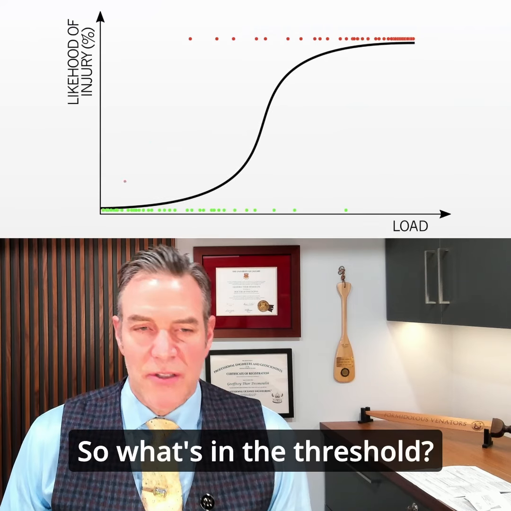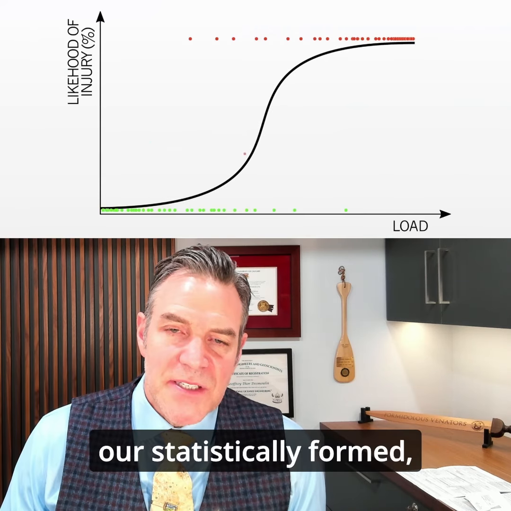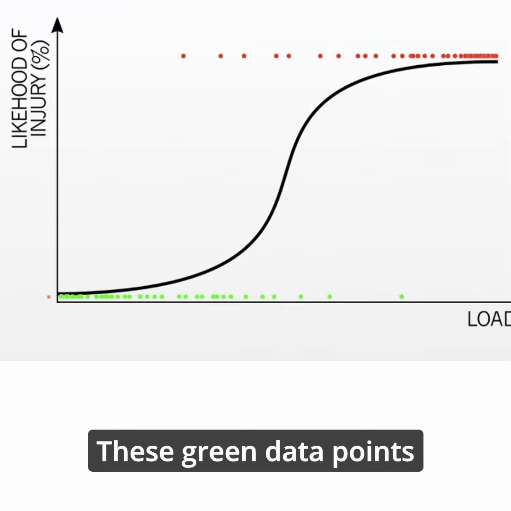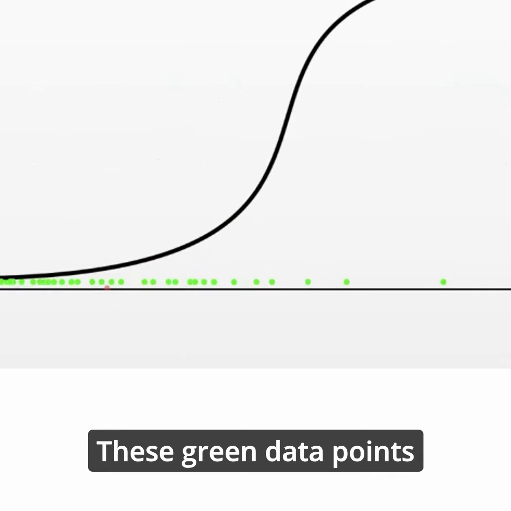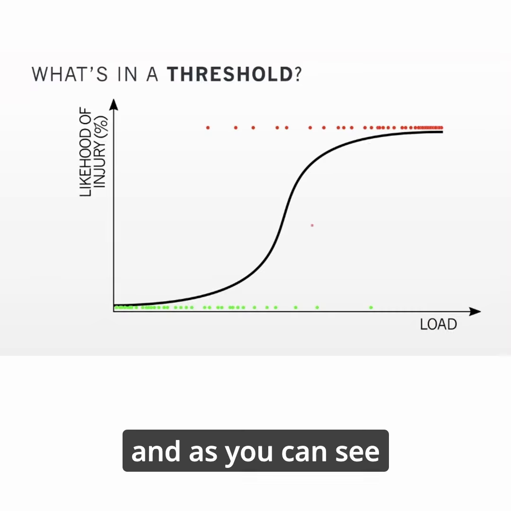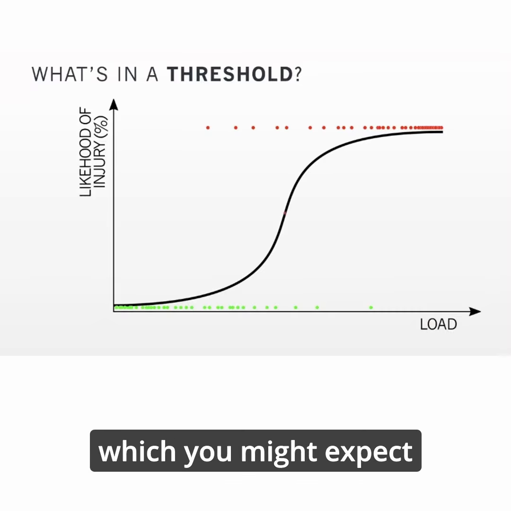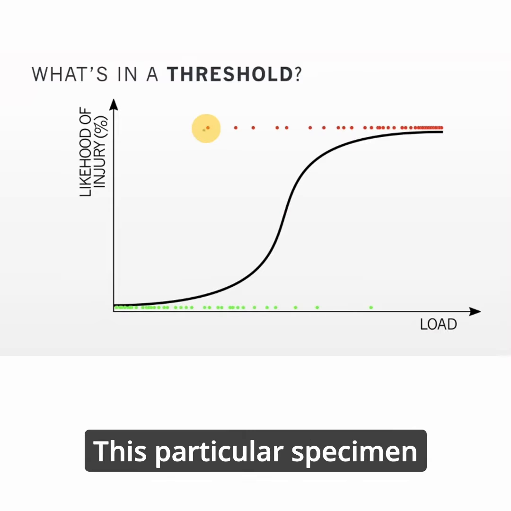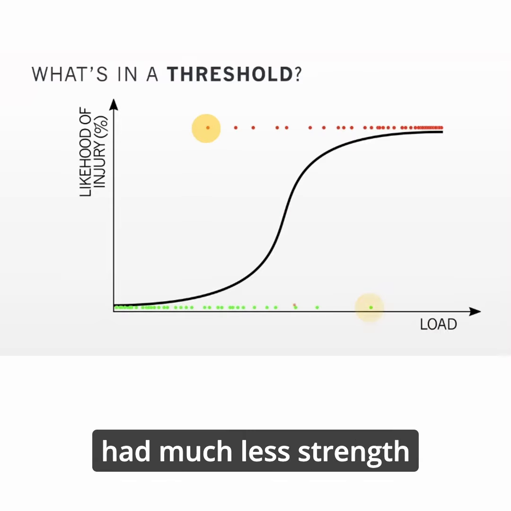So what's in a threshold? So here is our statistically formed data-based injury risk curve. These green data points are non-failure points at a specific load with a specific tissue. These are failure points. And as you can see, they overlap, which you might expect because there's so high variability. This particular specimen had much less strength than this one.